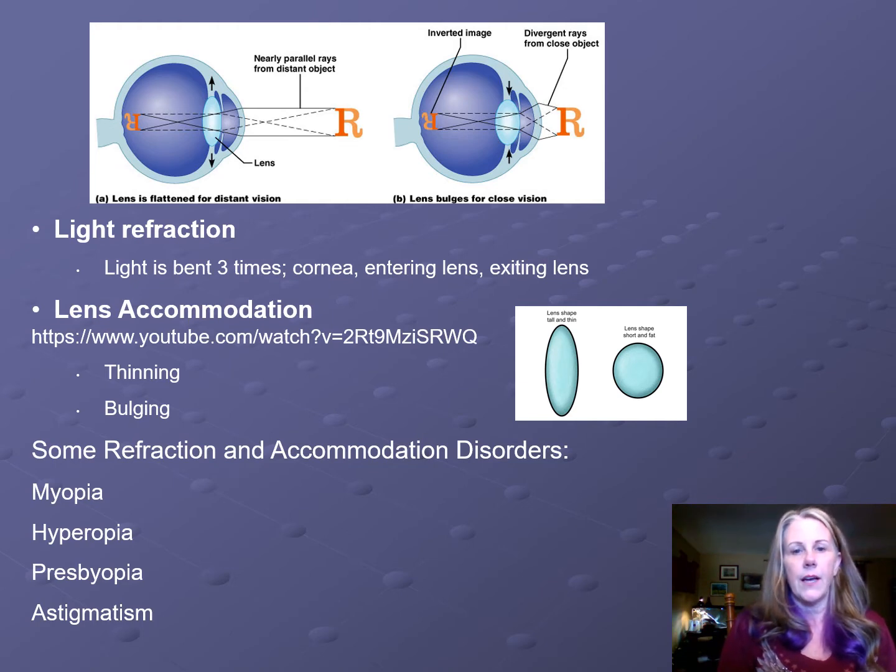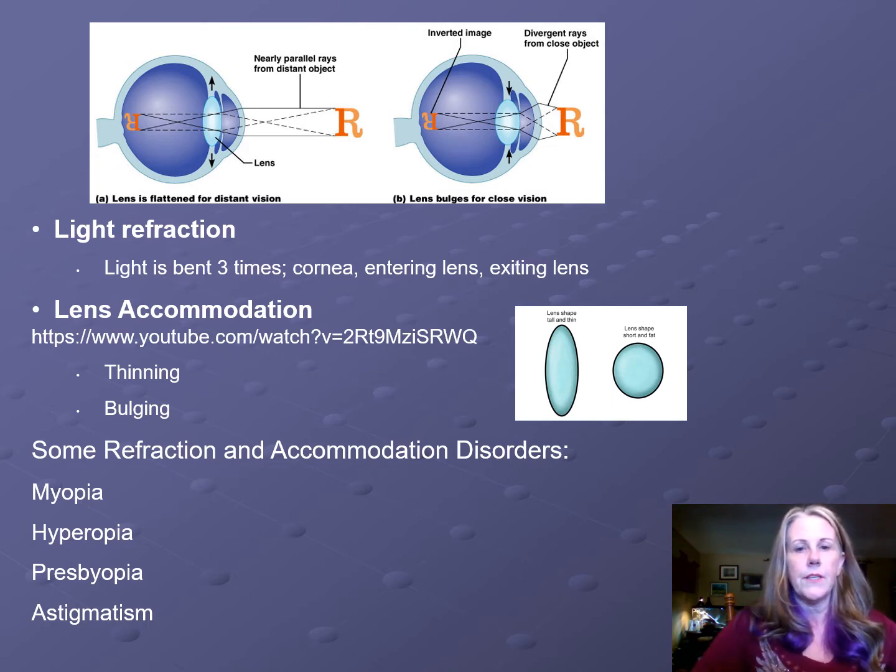Now, light is refracted or bent 3 times before it hits the retina of the eye. Those 3 places are at the cornea, entering the lens, and exiting the lens. As light moves through those structures, that's going to cause a little bit of bending or refracting.